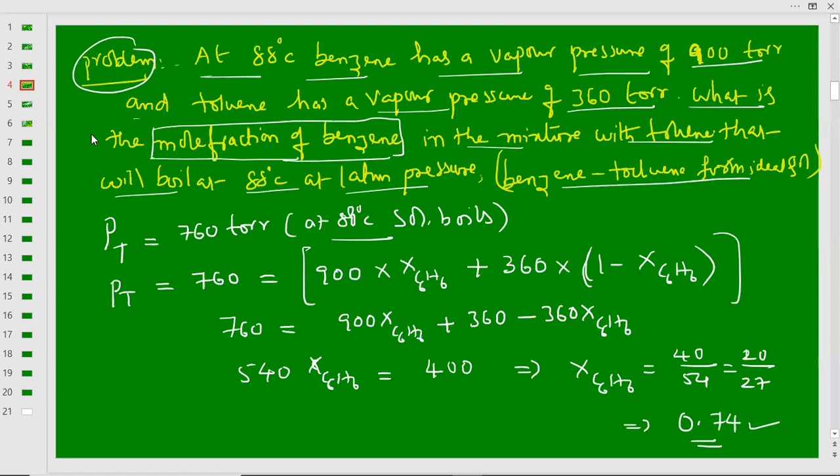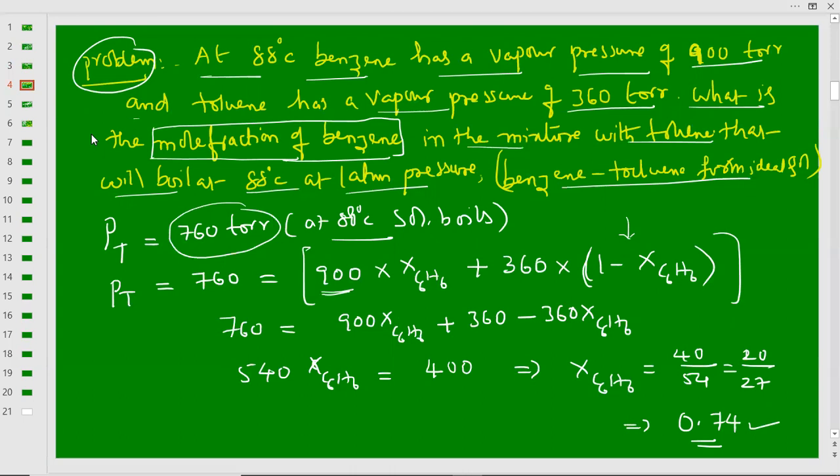They are telling us it boils at 88 degrees Celsius and 1 atmosphere pressure, which means the total vapor pressure will become 760. This indirectly given information is applied in PA naught into XA plus PB naught into XB. Here, benzene vapor pressure is 900 into mole fraction of benzene, plus 360 into 1 minus mole fraction of benzene. Why? Because toluene's mole fraction is not required, as our aim is to find the mole fraction of benzene. So I have taken toluene's mole fraction as 1 minus mole fraction of benzene.